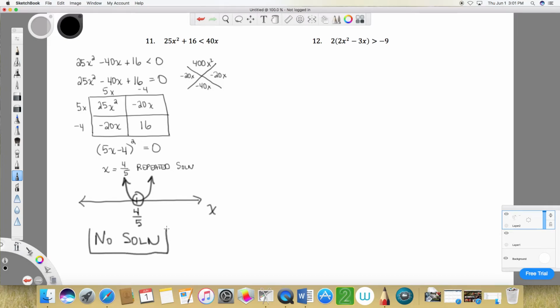I can't find any values of x that, when you plug them in, satisfy this original inequality.